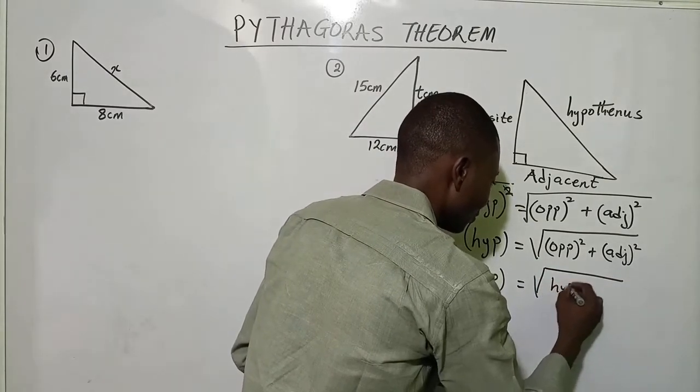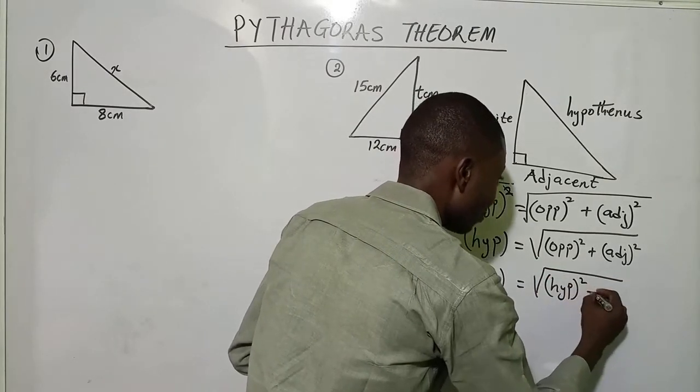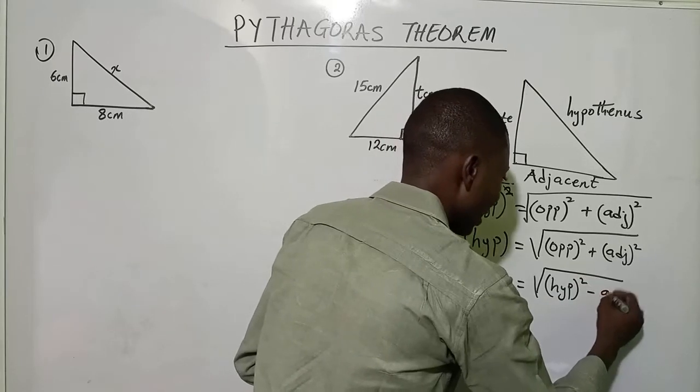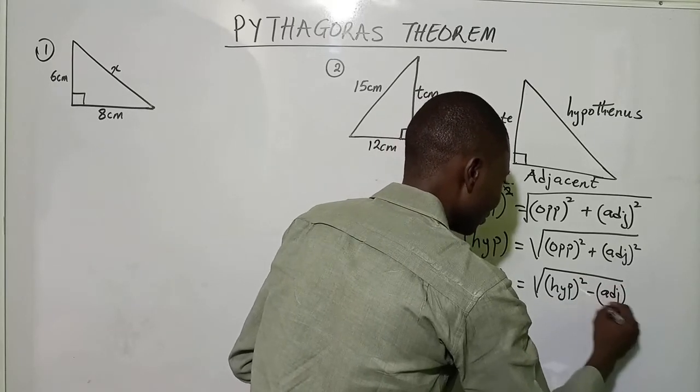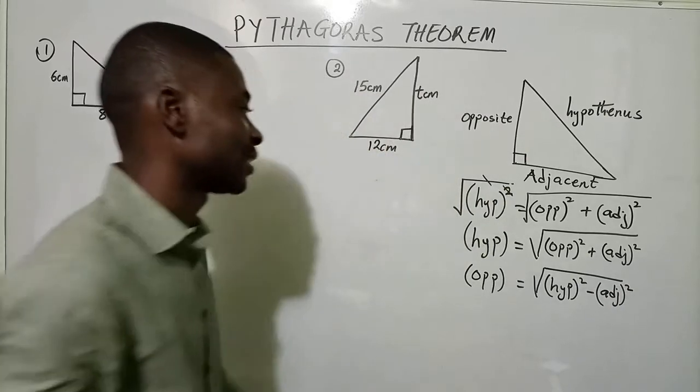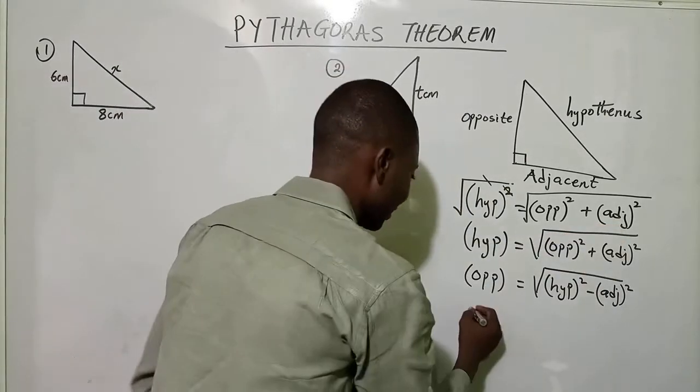Hypotenuse square minus adjacent square. And the same thing also applies if I want to get the adjacent.